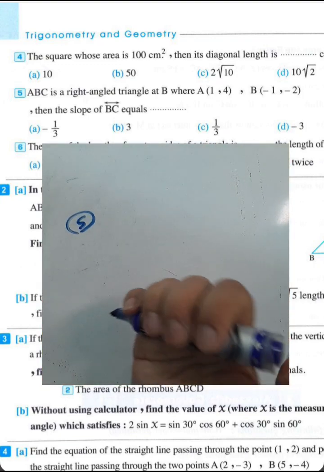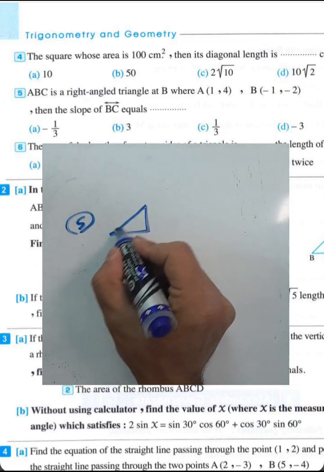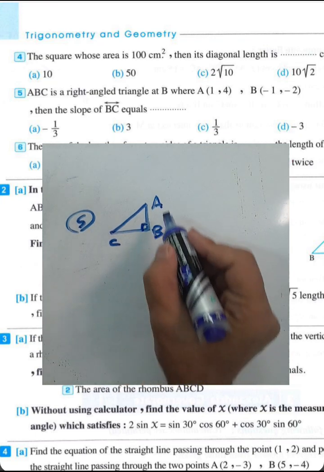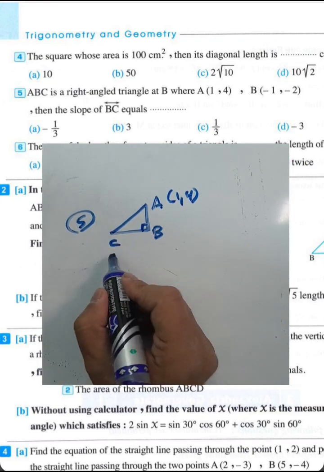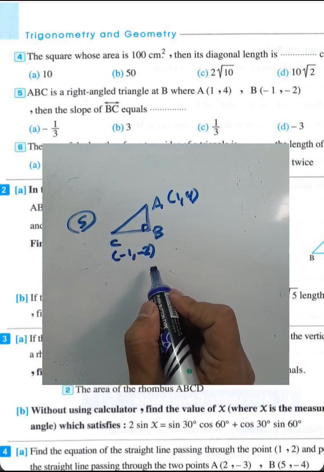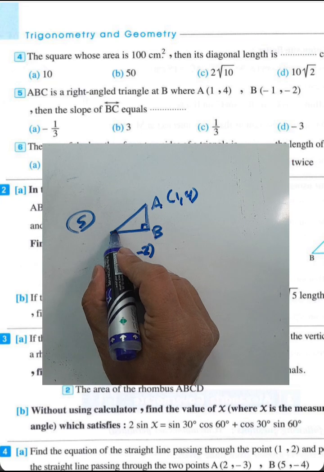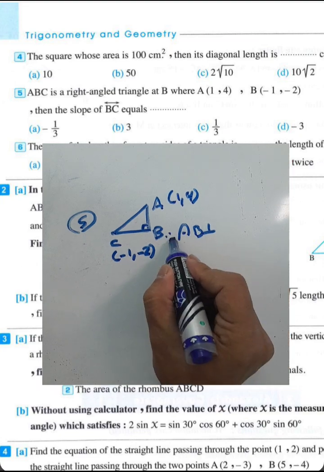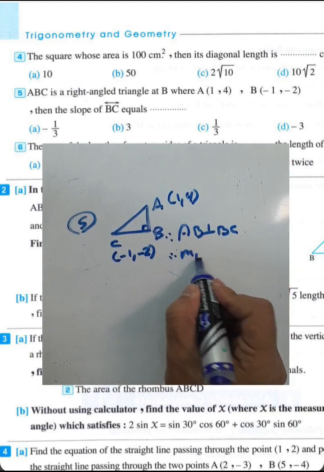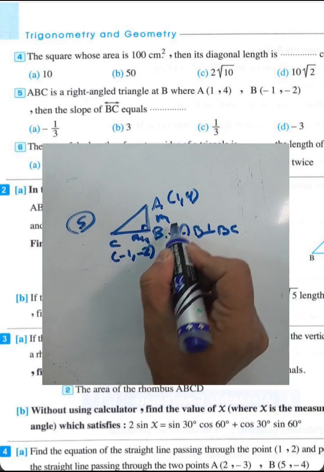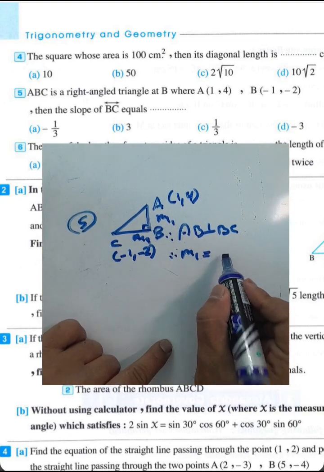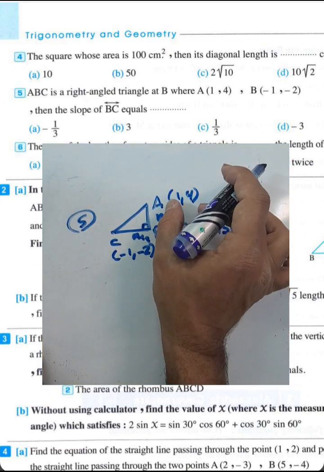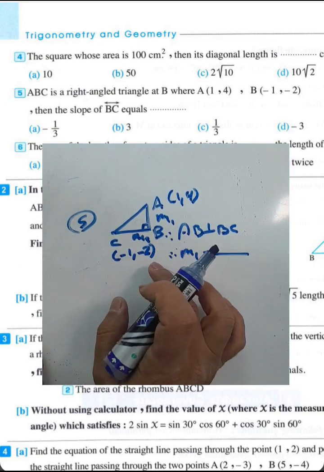Question number 5. ABC is a right angle triangle at B, where A is (1, 4) and B is (-1, -2). Then the slope of BC equals what? We want to find the slope of BC. First step, AB is perpendicular to BC. Then slope 1, M1, and here M2. M1 is the reverse of the slope of AB, equal to y2 minus y1 over x2 minus x1. He gave us the coordinates of A (1, 4) and of B (-1, -2).